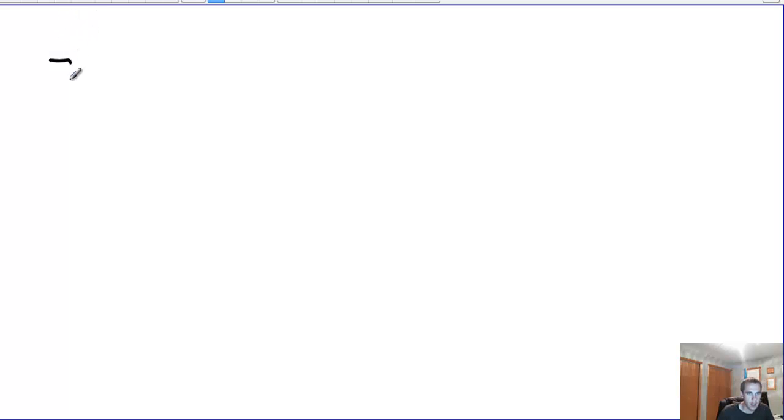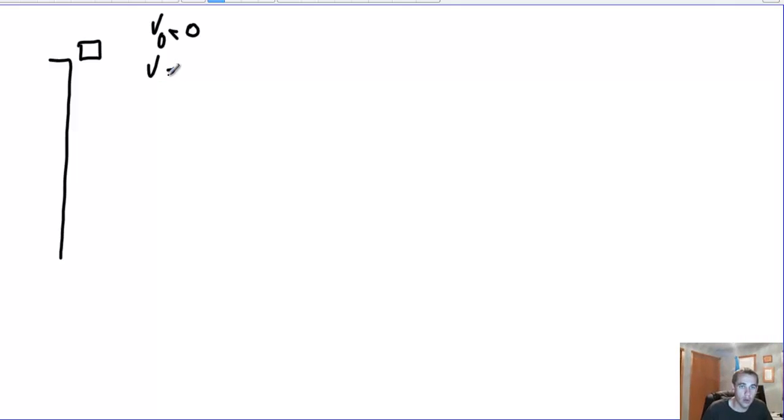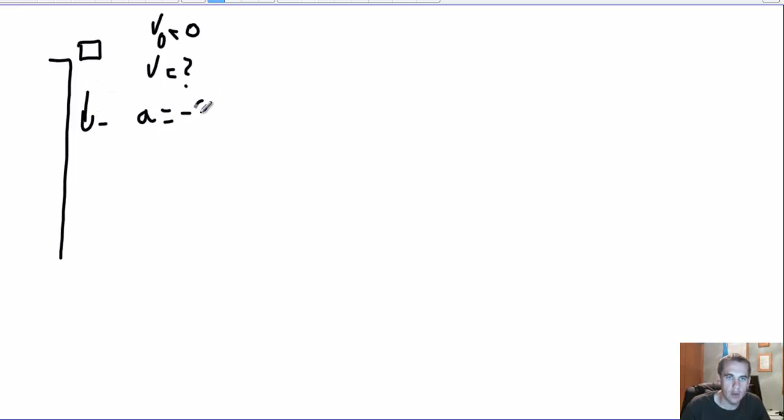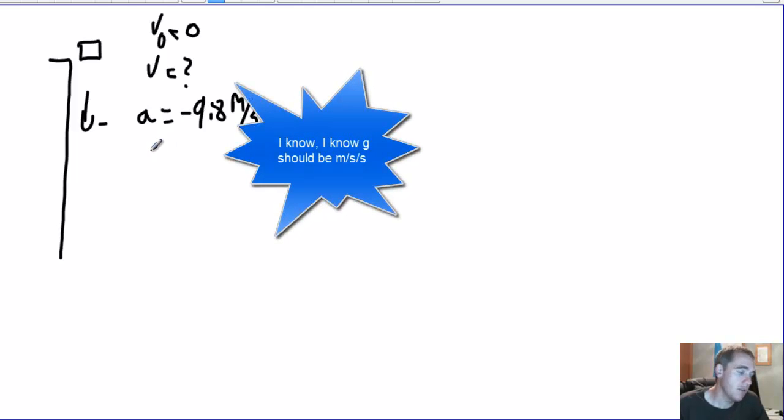Okay, so I don't know a whole lot. I know it starts up here. Here's a brick. And it's dropped from a high scaffold, so that lets me know initial velocity is 0. Final velocity, I don't know. I'm asked to find that. Acceleration equals what? Well, I'm going to call this way down, so negative, so negative 9.8 because it is a free fall problem. Okay, so that's basically what I know.